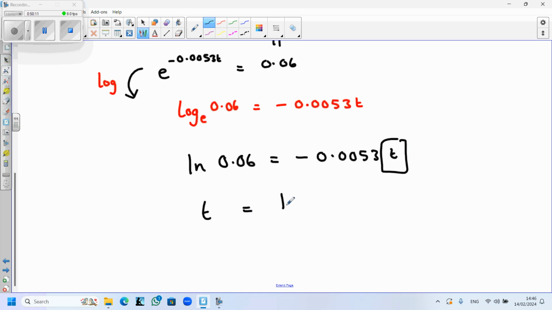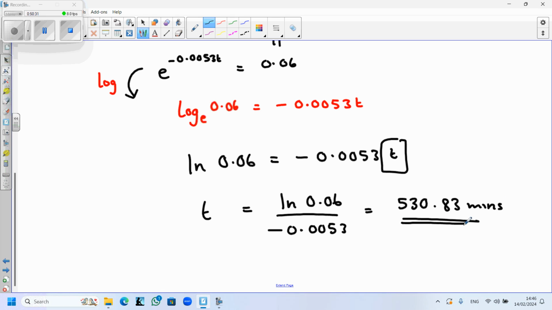So t will be equal to natural log of 0.06 divided by minus 0.0053. And when I divide all of that out, I get 530.83, and the time was in minutes. So the medicine will become ineffective after 530.83 minutes.